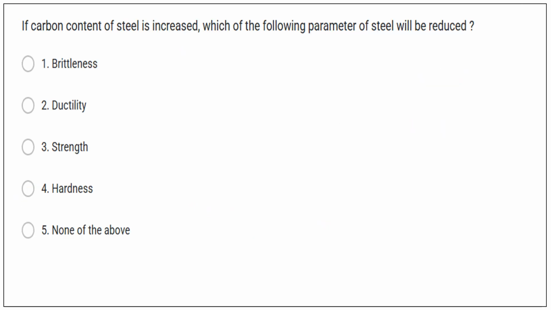The next question is similar: if the carbon content of steel is increased, which parameter of steel is reduced. There, tensility was given, and here in this question ductility is given. So the second option is correct here.